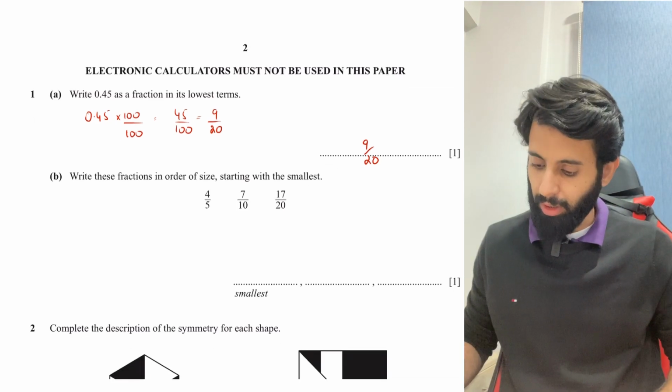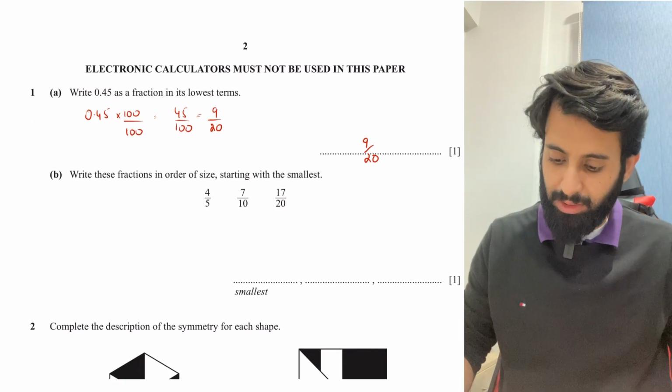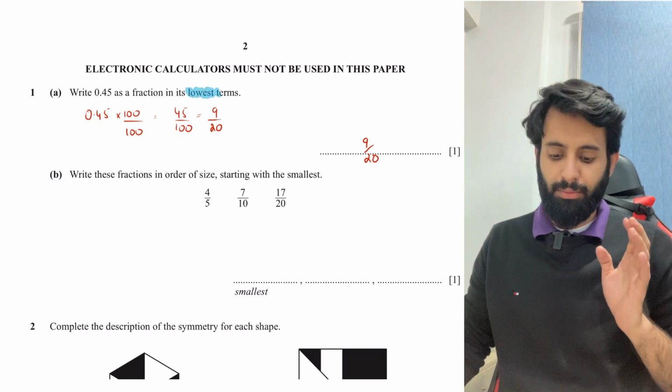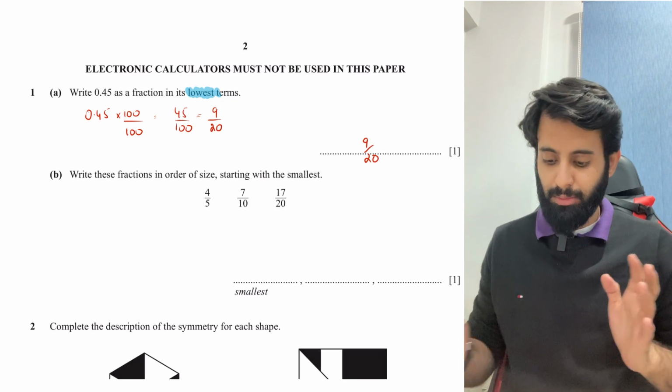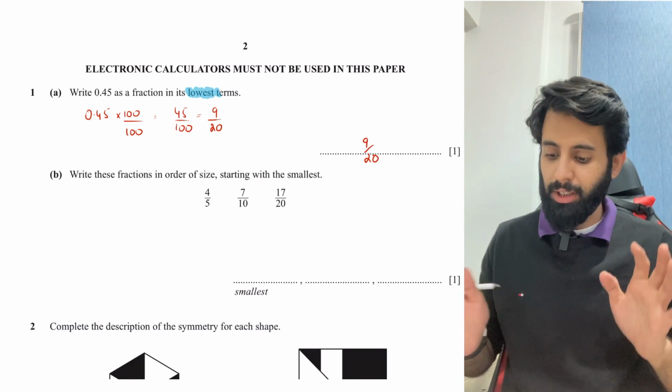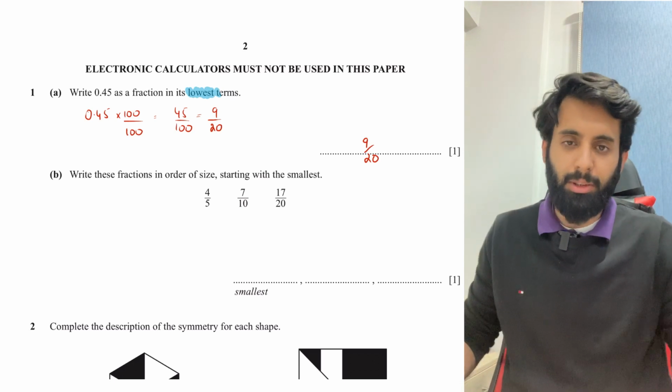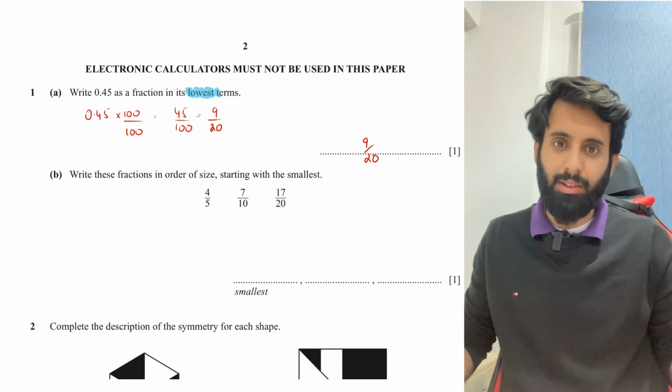Now moving on. One thing I should mention is when the question says that you have to write your answer in its lowest terms, then there's no getting away from it. You have to give your answer in its lowest terms. You can't expect to leave it as 45 over 100 and expect to get that 1 mark, because that's not what the question said.